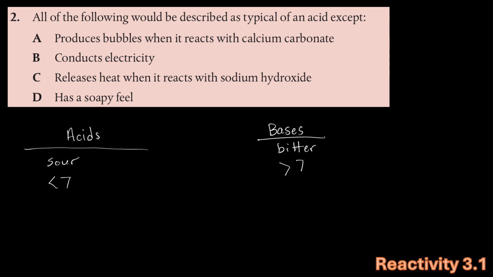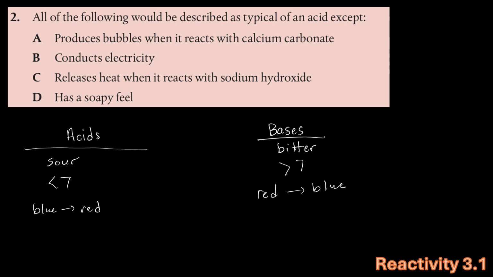When we're looking at litmus tests for acids, litmus test is going to turn red. So it's going to go from blue to red. And then for bases, it's going to turn blue. So if you have red litmus paper, it's going to turn it blue.